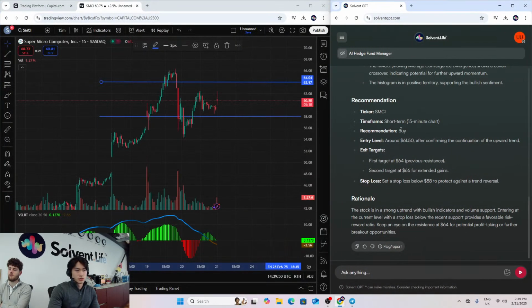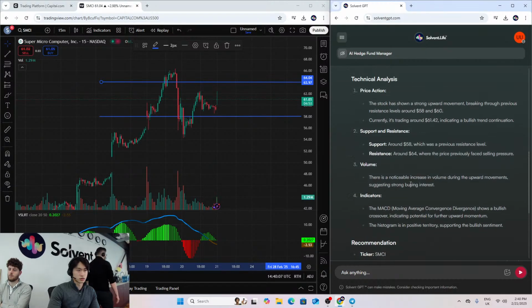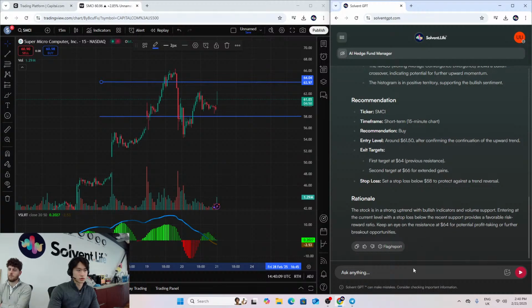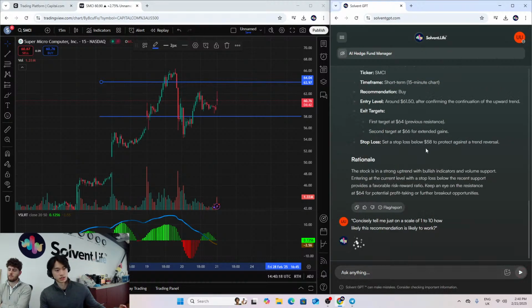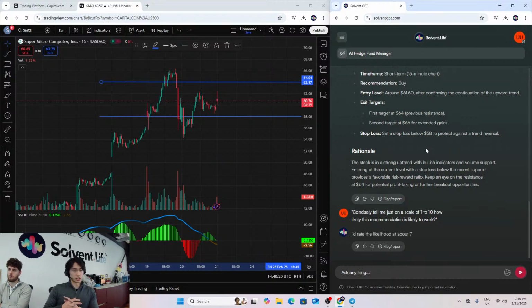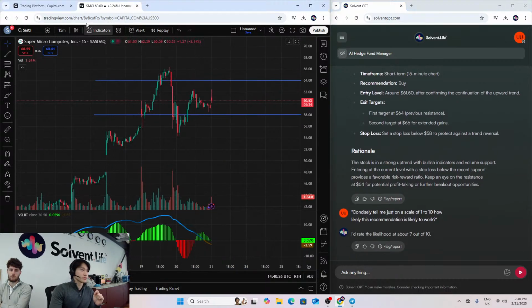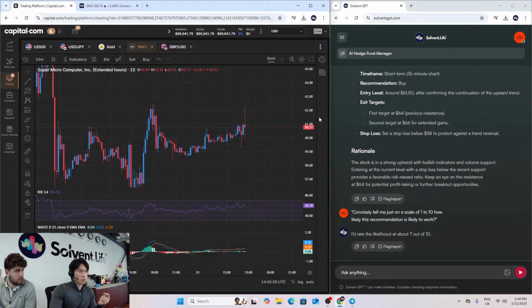Okay, so it says buy around 61.50 after confirming the continuation of the upward trend. First target 64, second target 66. What do you think? Okay, let's ask it for the confidence rating. Confidence, concisely tell me, just on a scale of 1 to 10, how likely this recommendation is to work. 7 out of 10. Let's give it a couple minutes.